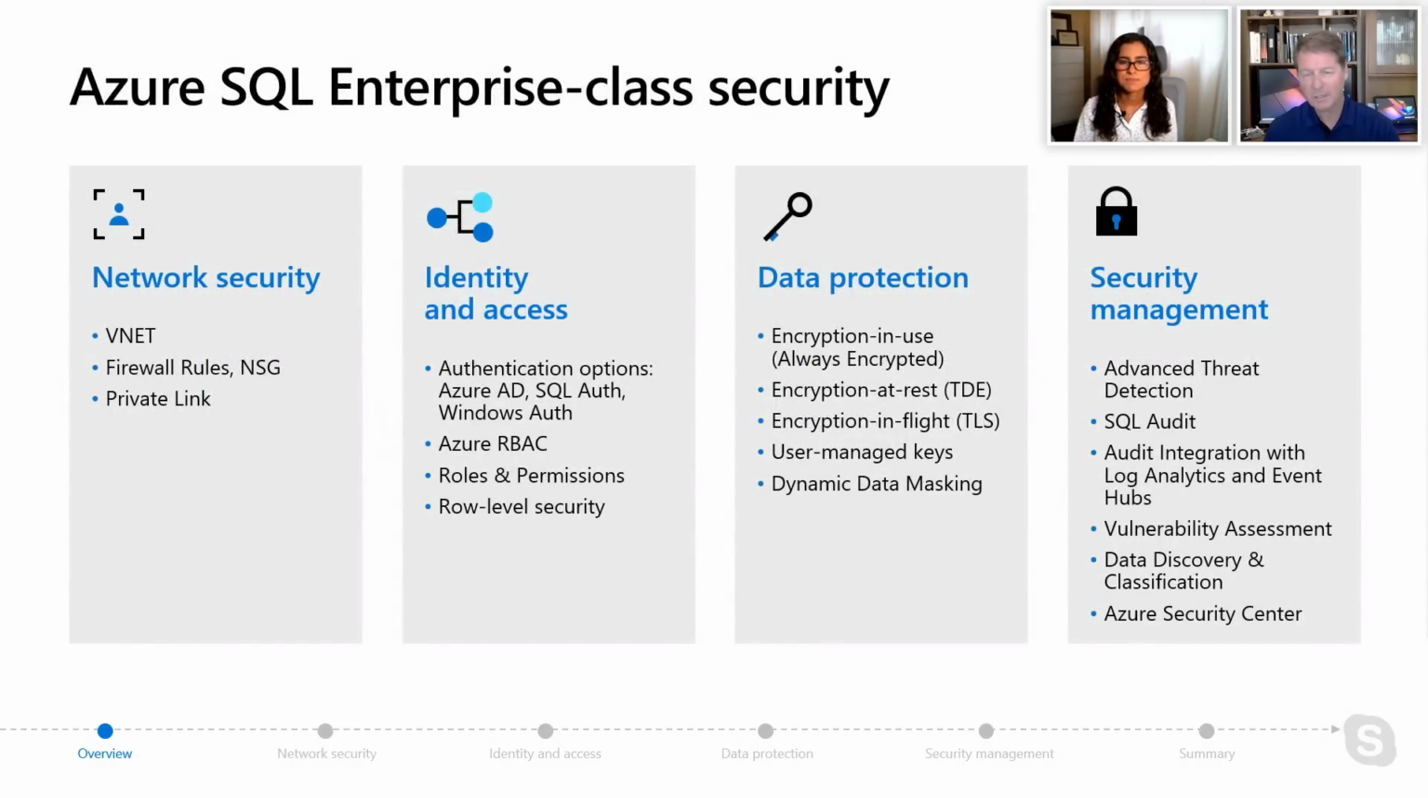Sure, thanks, Anna. If you look at this slide right here, it's very interesting because if you'll notice at the very bottom of the slide, we have what we call breadcrumbs, and it's a way of organizing this content into categories. And if you think about enterprise class security for SQL Server, it involves these four areas: network security, identity and access, data protection, and security management.